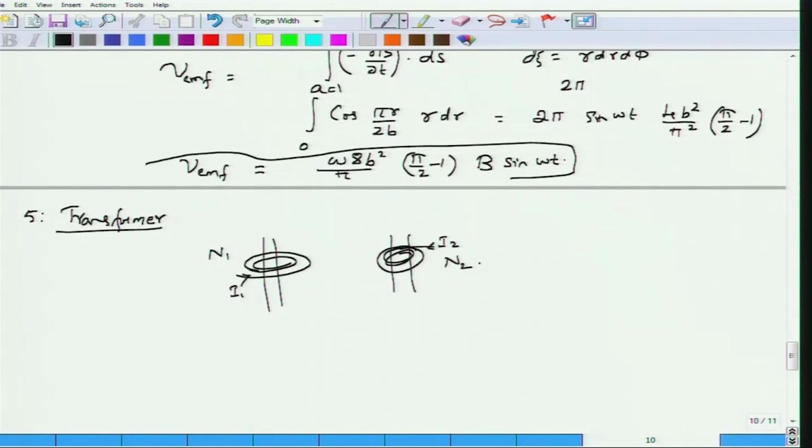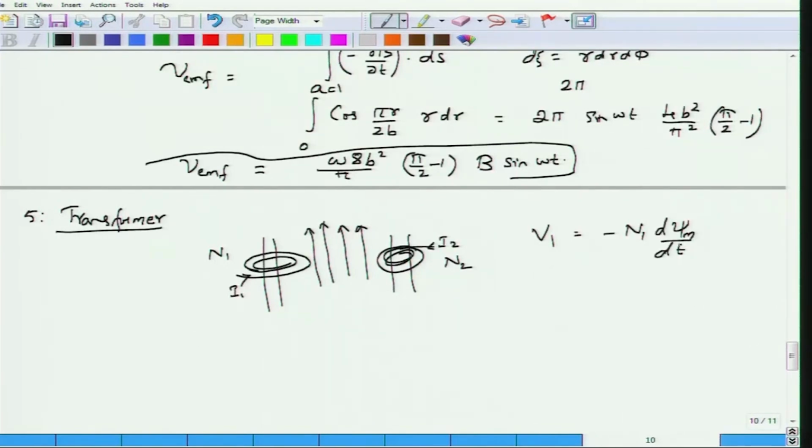And what would happen to the B field? The B field will actually be completely contained in the core of the transformer, provided that the transformer core is having a large permeability. Okay. So, if you have a large permeability, then B will be uniform inside the core, and the voltage that is produced, or the EMF that is produced in the primary, will depend on the amount of magnetic flux that is changing within that, right.